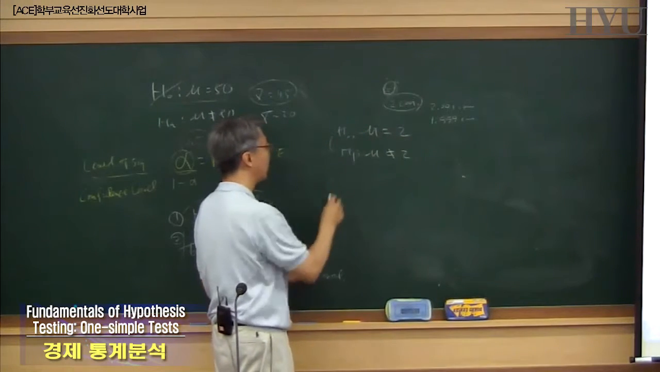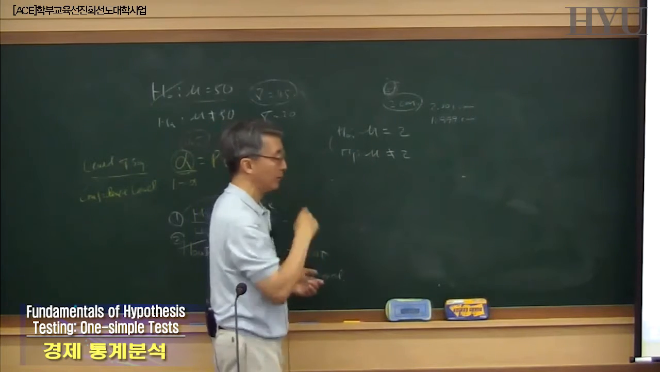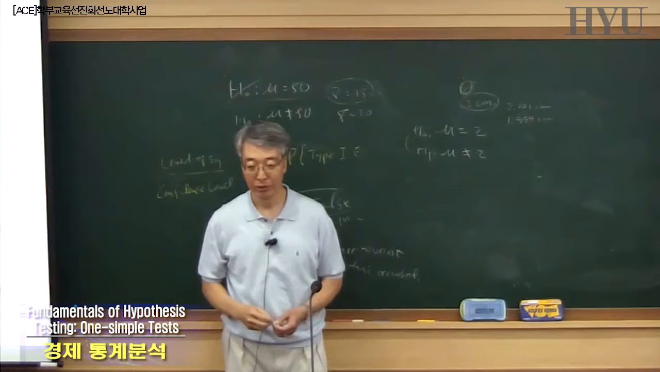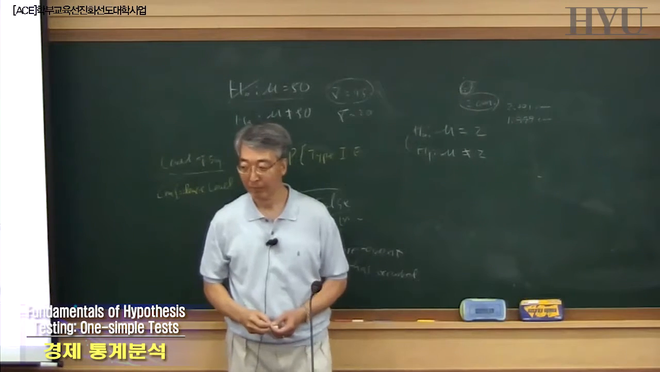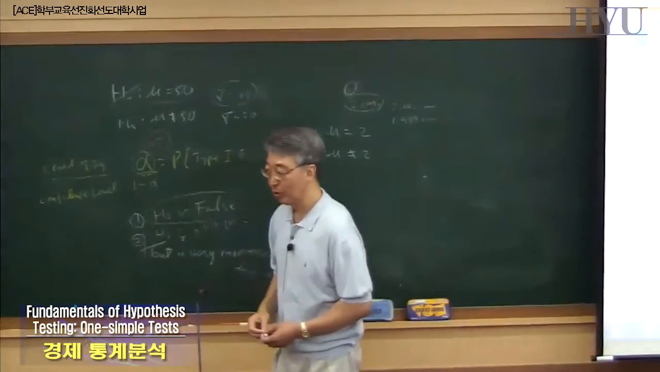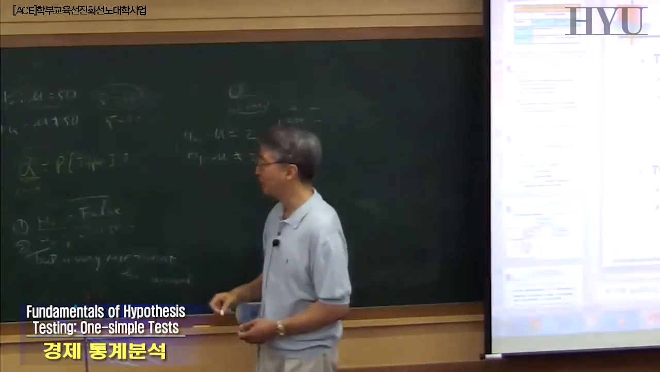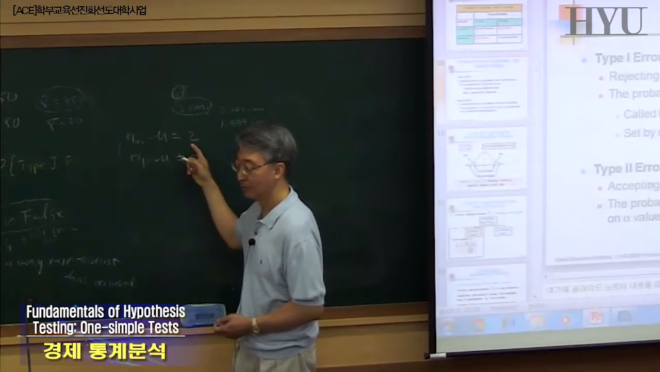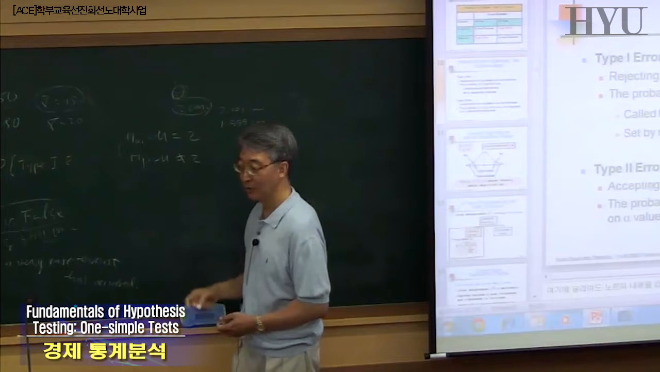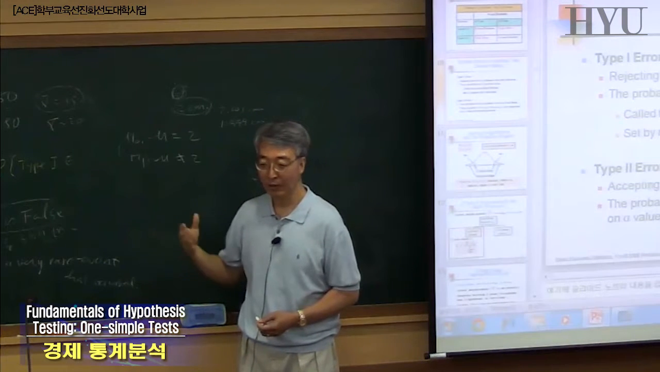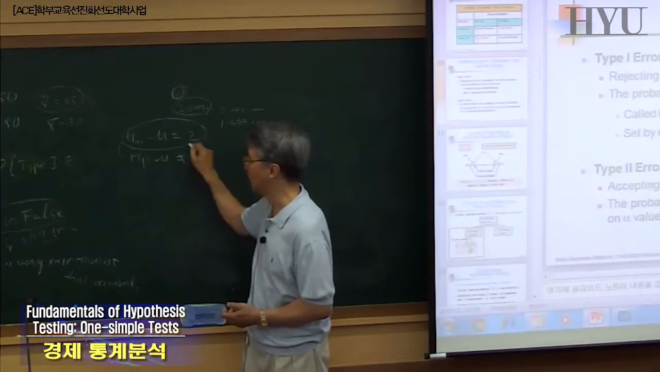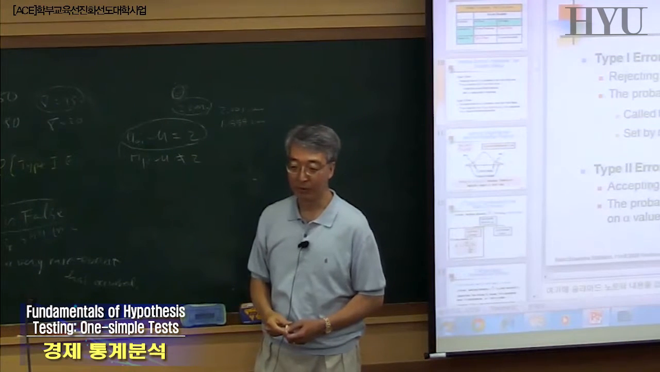Suppose after the test, your conclusion was do not reject the null hypothesis. What do you do? You have to continue the production, right? But does that mean that your machine is perfectly fine? If you say the machine is fine, so we're going to continue the production, that means you are accepting the null hypothesis, okay?